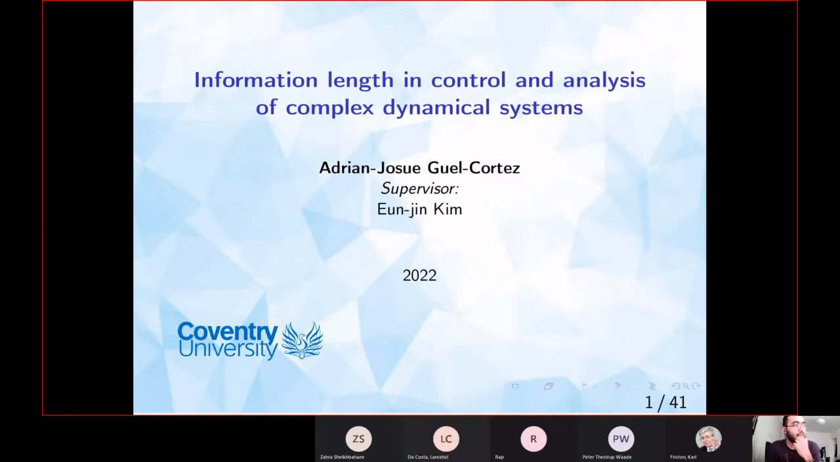So in this case, I will talk today about information length. I will try to define information length and its application to control and maybe modeling or analysis of dynamical systems, which is the way I view this.